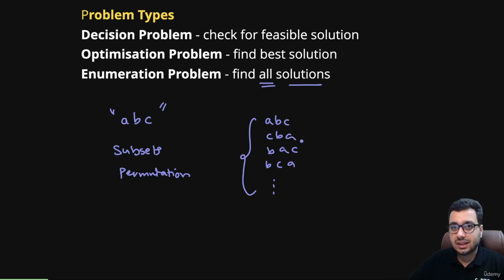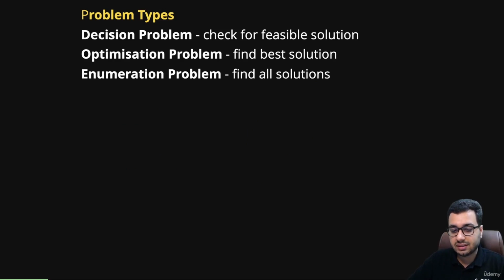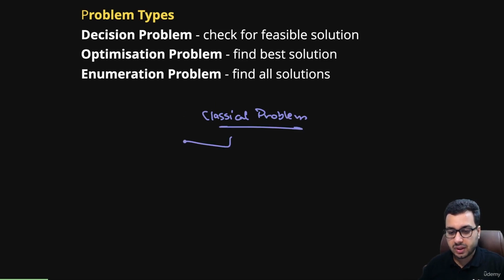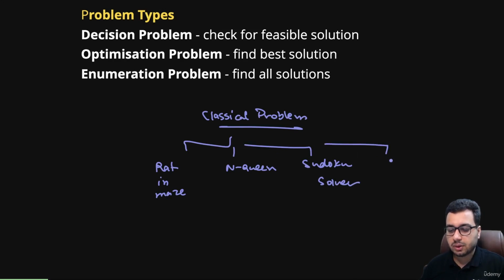We will discuss these types of problems in this section, and we'll also discuss some popular classical problems which fall into one of these categories. Classical problems like the rat in a maze problem, where a rat is stuck in a maze. There is a problem known as the n-queen problem, which we will discuss. We'll discuss the phone keypad problem, and the Sudoku solver. There is also the knight's tour problem. These are some common problems that you will often see in backtracking.